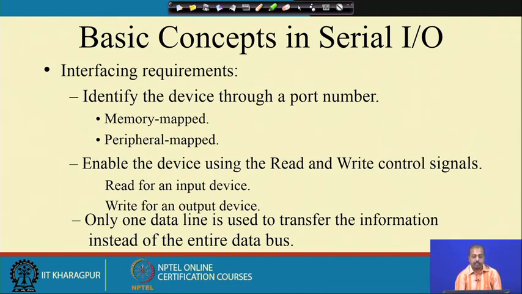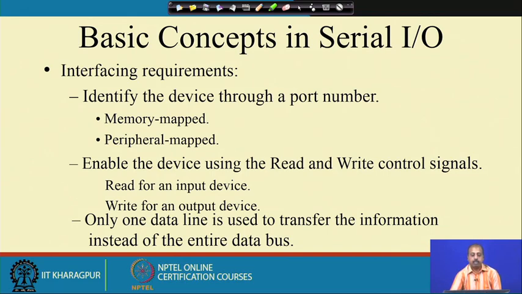To do this operation, we have to look into the serial IO part. The basic requirements are like this. We need to identify the device through a port number. This may be mapped onto the memory, or it may be mapped onto the peripheral, which is identified by the IO/M bar line. We will come to this later. Then we enable the device using read write control. We read for an input device and write for an output device, and only one data line is used to transfer information instead of the entire data bus. This is how serial data transmission will take place.